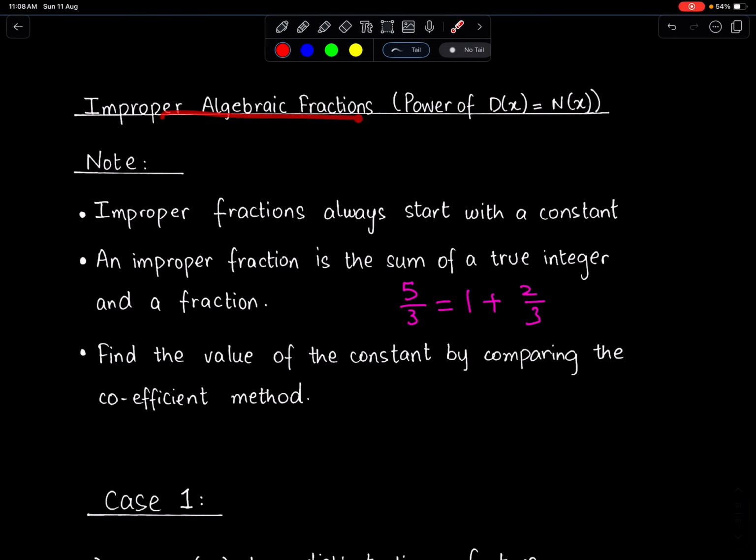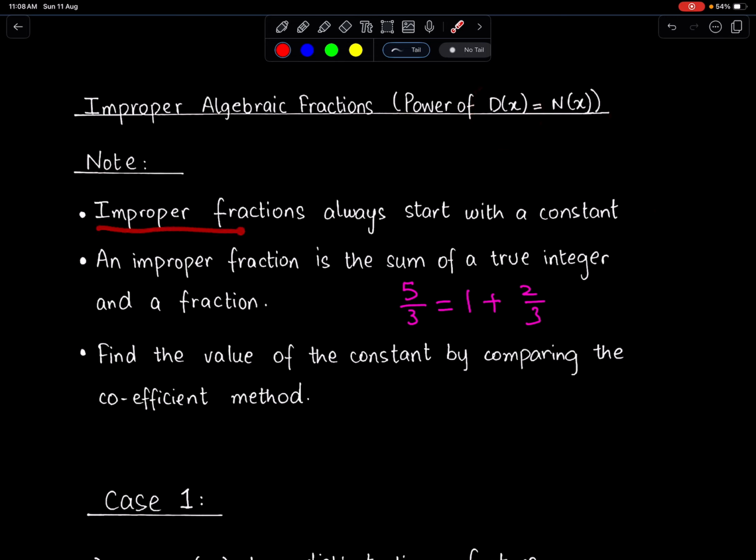Improper algebraic fractions. How to differentiate improper algebraic fractions? For improper algebraic fractions, the highest power of variable in the numerator is equal to the highest power of variable in the denominator. This is in the P3 syllabus. Greater power is not in the syllabus.